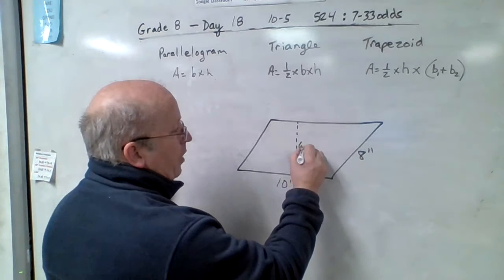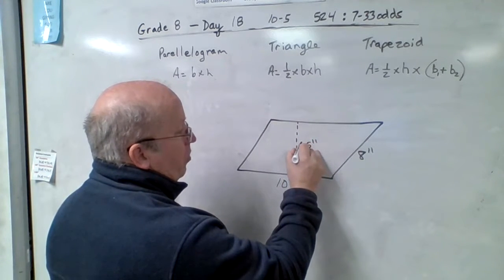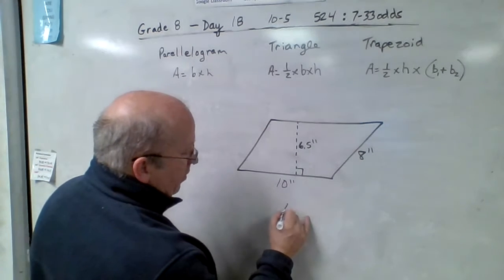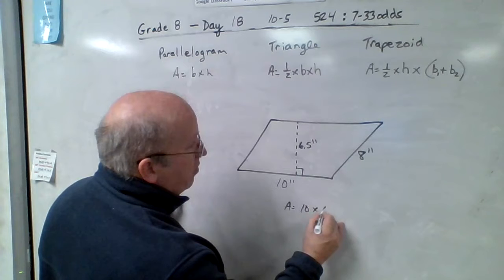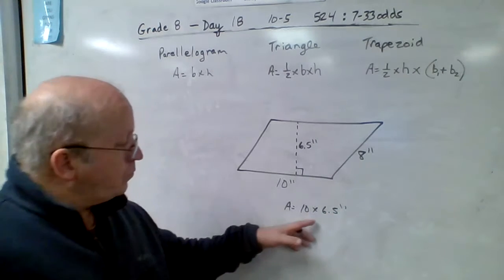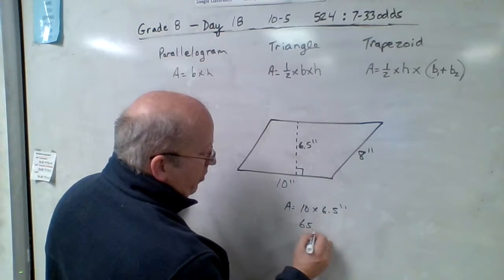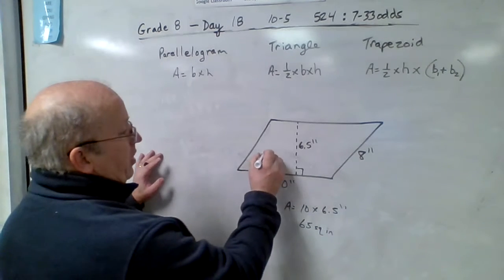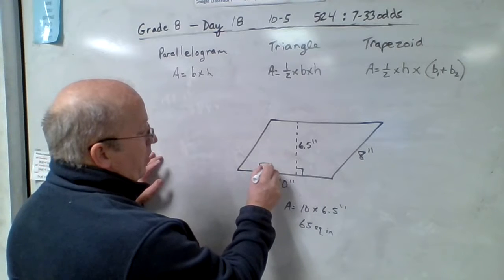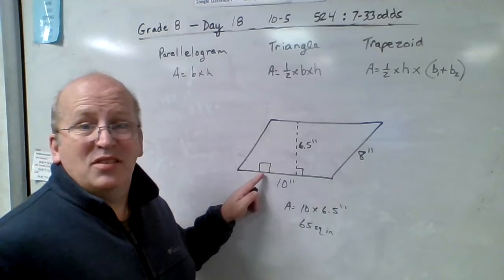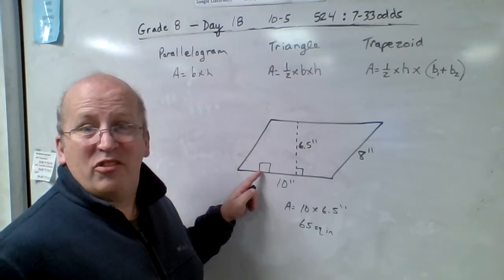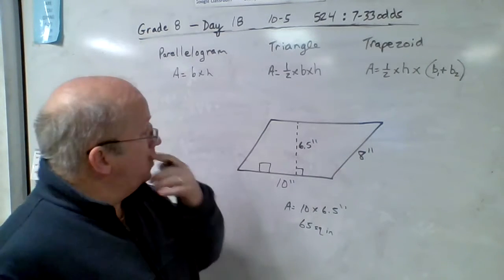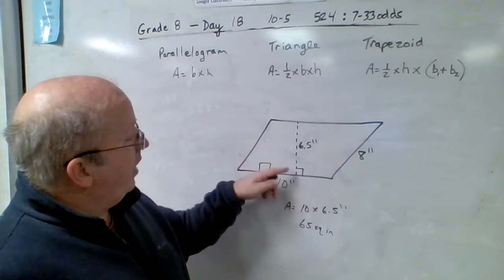Now let's say, for example, I put 6.5 inches. We would find that the area in this case is 10 times 6.5, or in other words, 65 square inches. In other words, in this particular shape, we have 65 boxes that are 1 inch by 1 inch in size throughout this shape if we sat down and drew it all out. Area equals base times height.